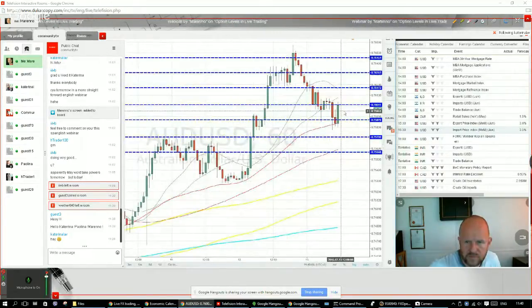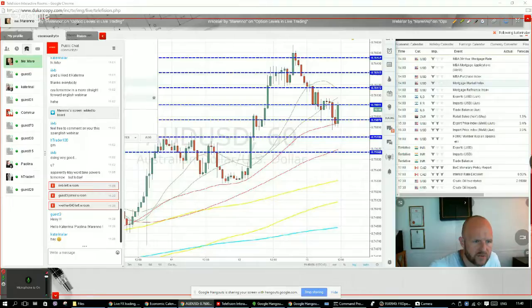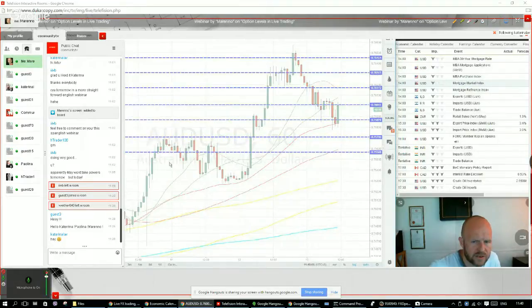All right, 760 level almost reached. I guess that the price will possibly be closed above this level. Then again, 4-hour chart. Let me switch to the 4-hour chart. We will have a reversal pattern here.